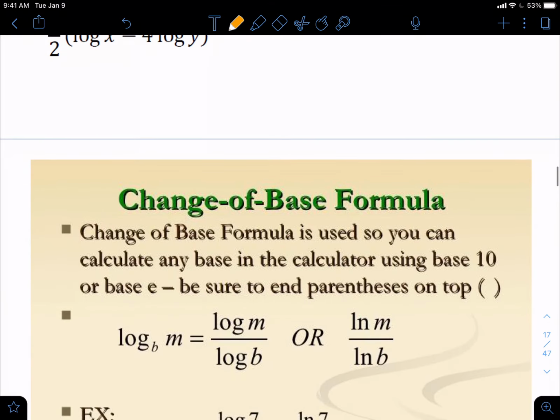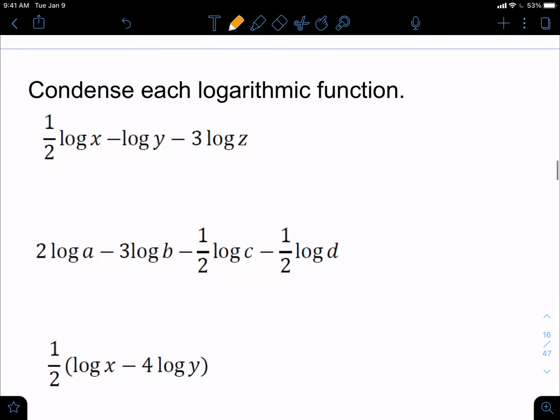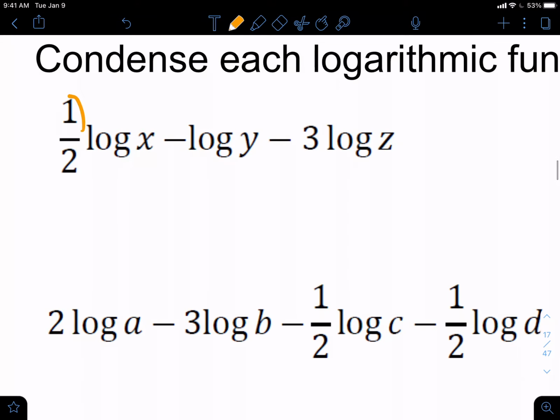Looking at a few more problems here. So we have a couple more condensed problems. So again, if it has a coefficient, move it into the exponent and get rid of it. Once you do that, then we want to rewrite.